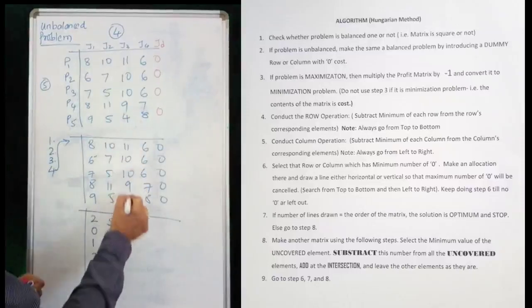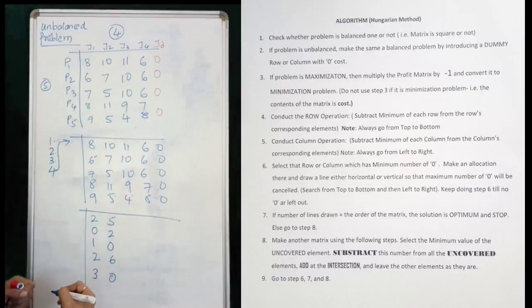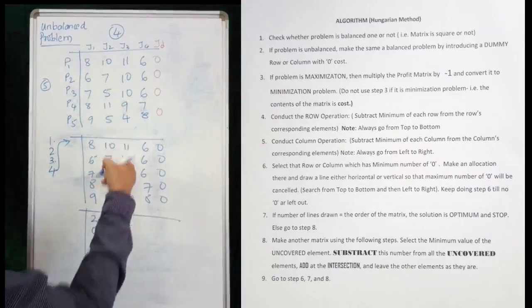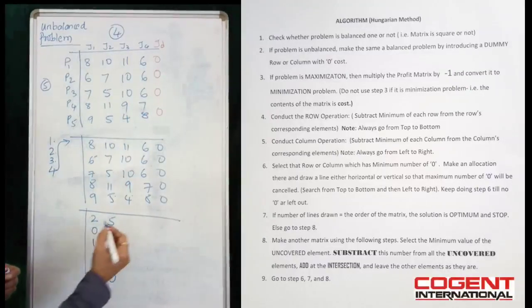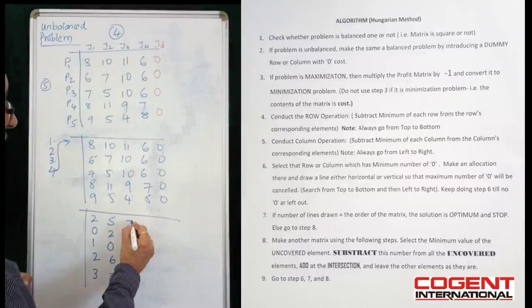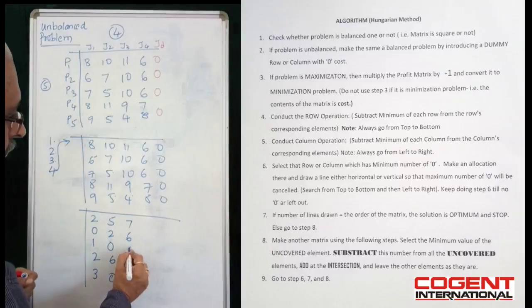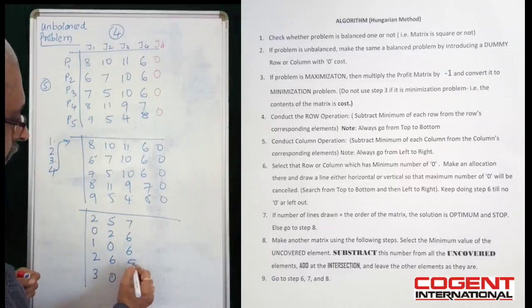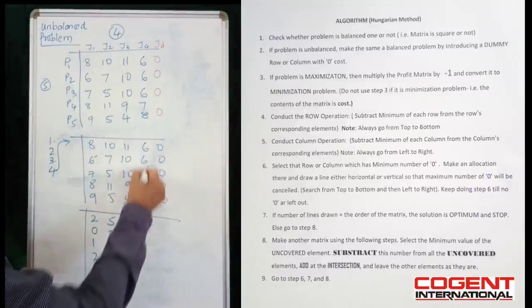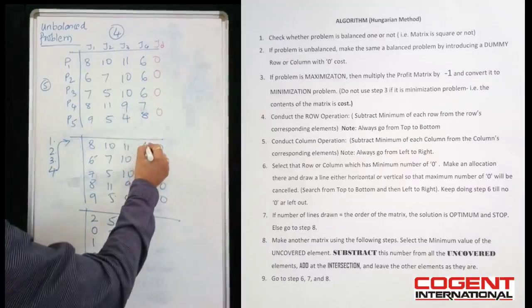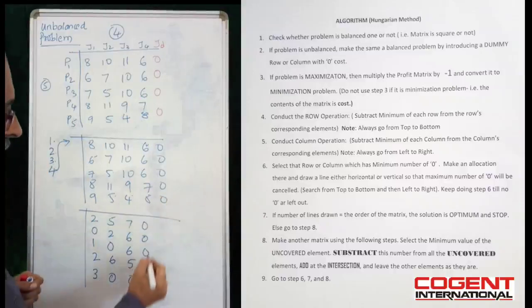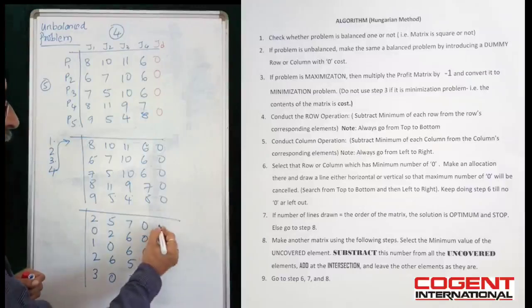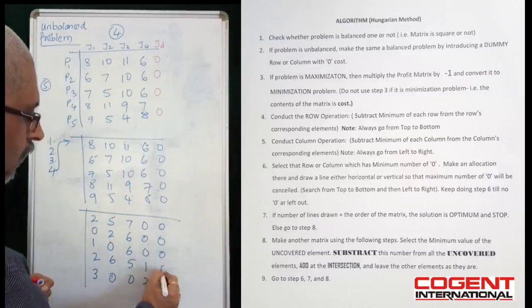What is the minimum here? It is 4. So I will subtract 4 from this column. If I subtract 4 from 11, I get 7, 6, 6, 5 and 0. What is the minimum here? It is 6. So I get 0, 0, 0. 7 minus 6 is 1. 8 minus 6 is 2. I get 0, 0, 0, 0, 0 here.